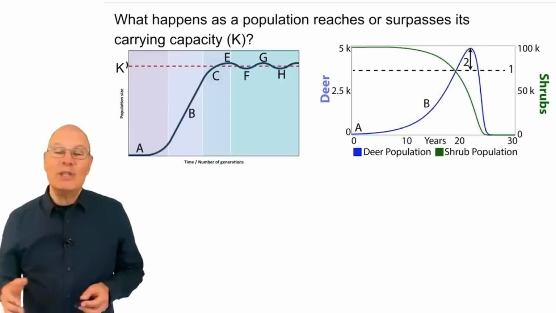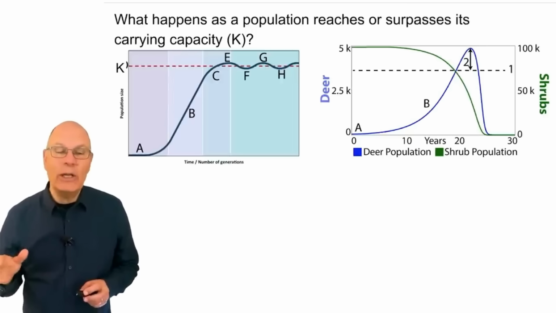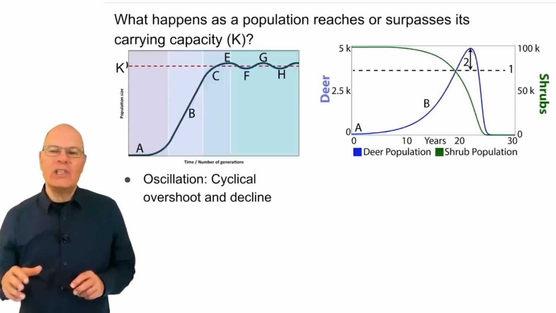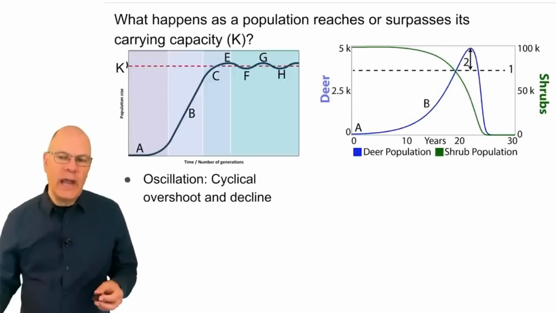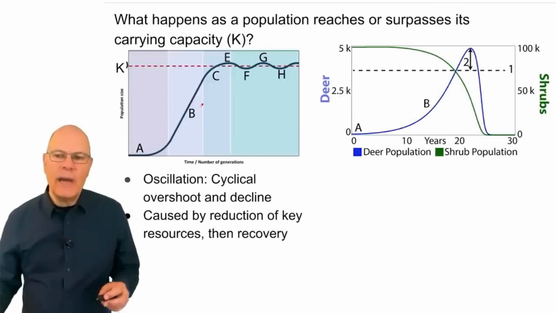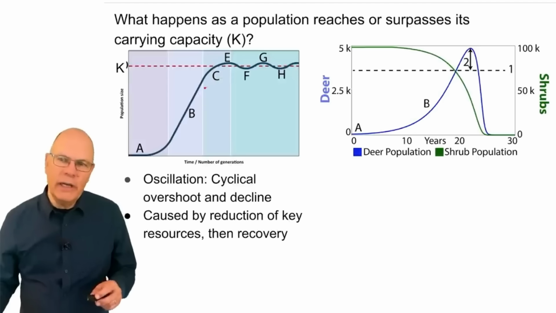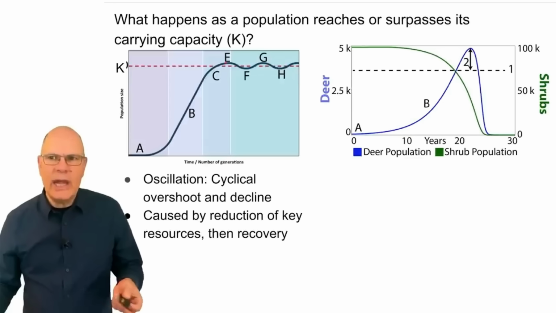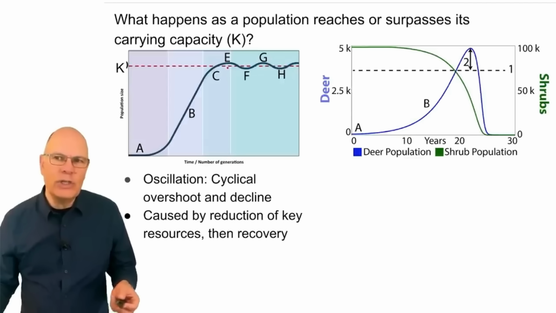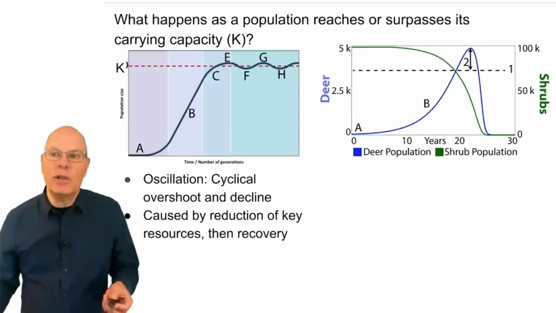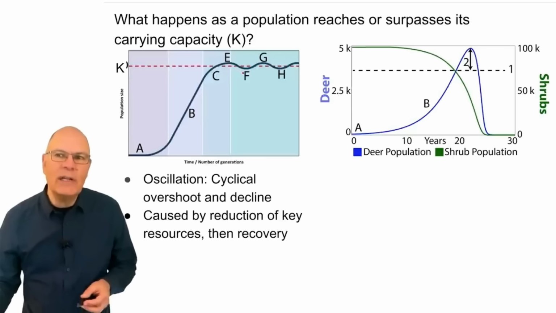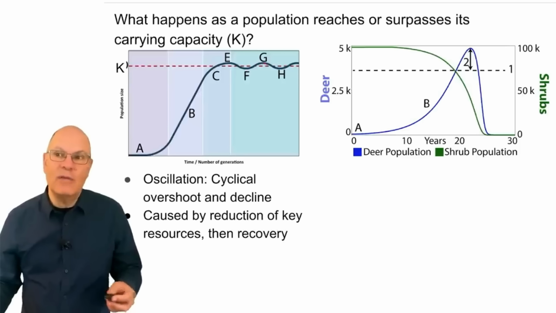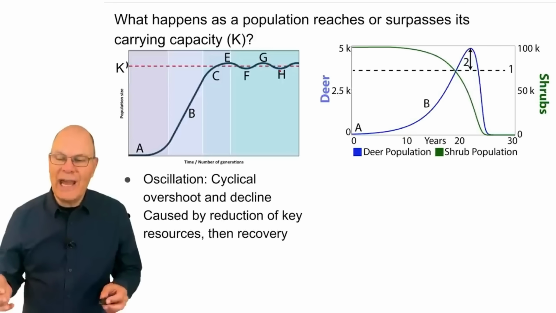What happens as a population reaches or surpasses its carrying capacity? I'm going to show two scenarios, or probably more. One is oscillation. You have a cyclical overshoot of the carrying capacity and decline, and that's caused by a reduction of resources and then recovery. So here's a population that's grown beyond its environment's carrying capacity. That caused somewhat of a degradation of resources, for example, the food supply, so the population falls a little bit. When it falls, the carrying capacity recovers, and then the population rises, slightly overshoots, and then falls, and that goes on and on.